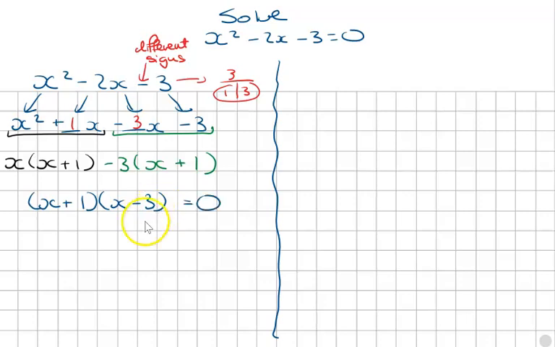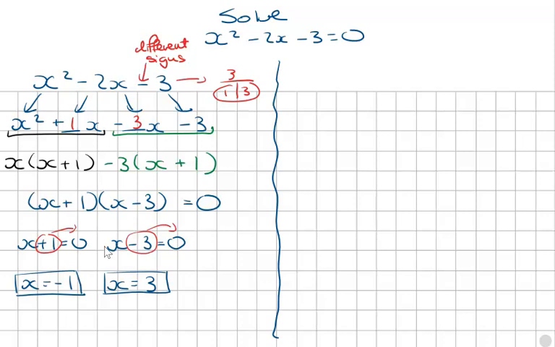We let it equal to 0 and solve. So if x plus 1 is equal to 0, x is equal to minus 1. And if x minus 3 is equal to 0, x is equal to 3. So these are the roots of our equation. So minus 1, 0 and 3, 0 are the roots. These are the 2 points where the curve crosses the x-axis.